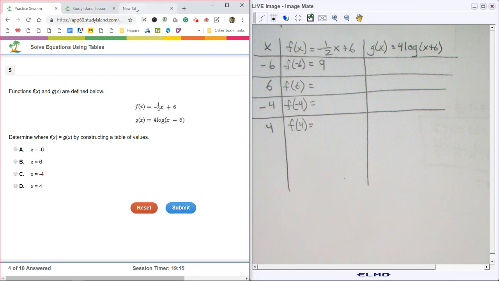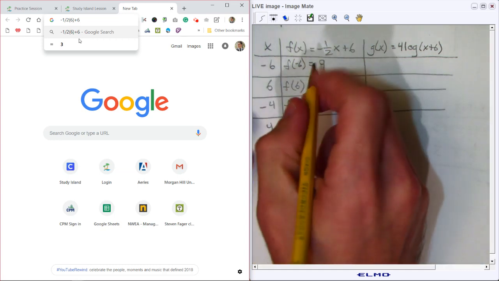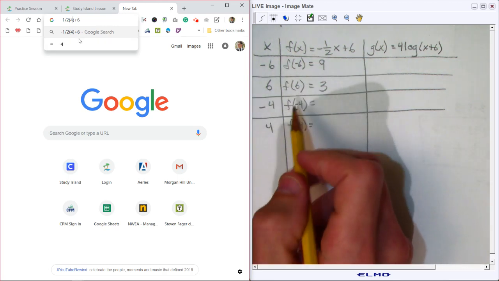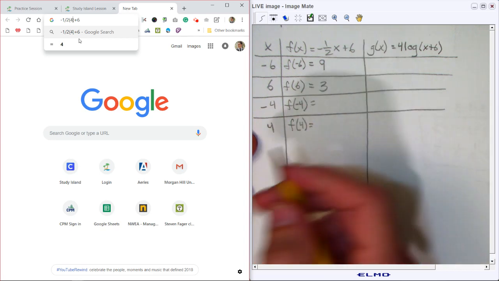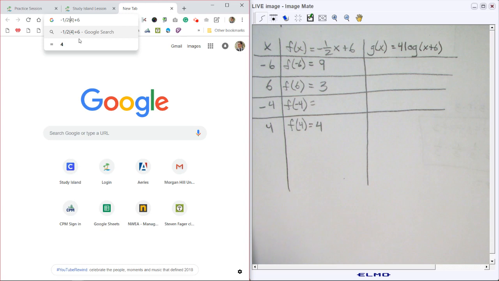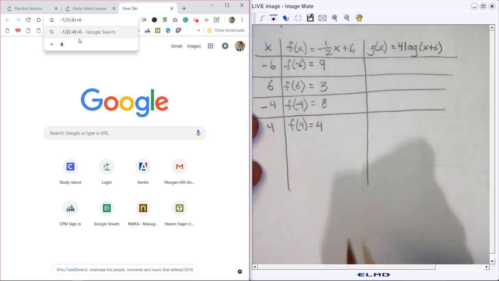Plug them in. We already tried negative 6. How about positive 6? That's 3. How about 4? Negative 1/2 of 4 is negative 2, and negative 2 plus 6 is 4. So positive 4, we got 4, and negative 4, 8. So those are our 4 outputs.